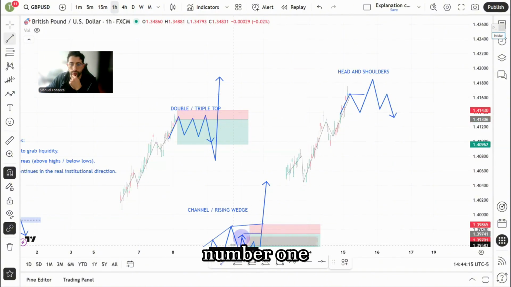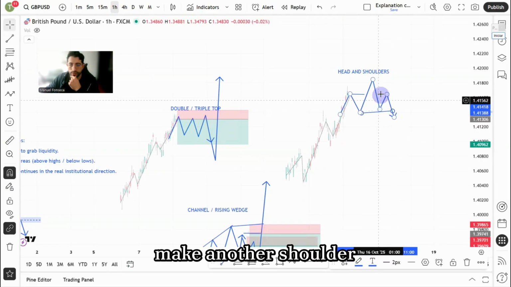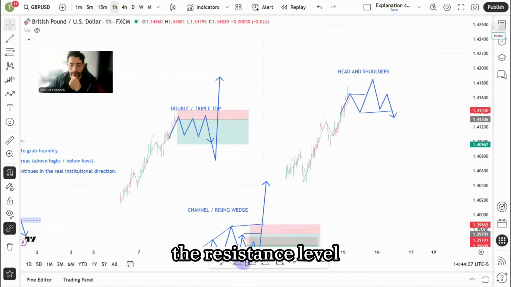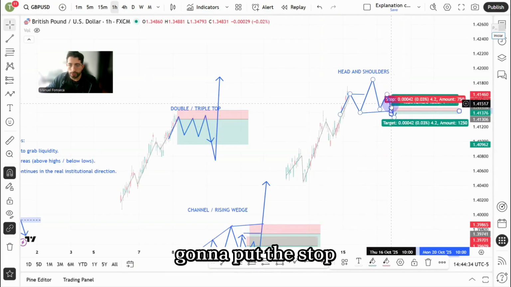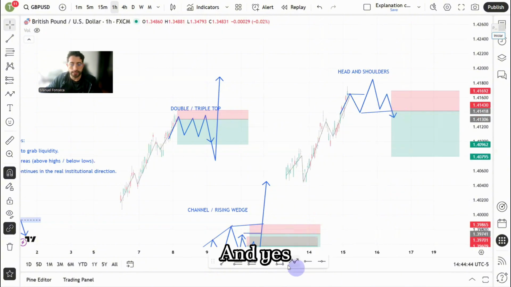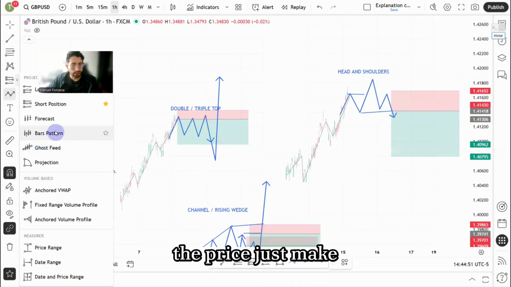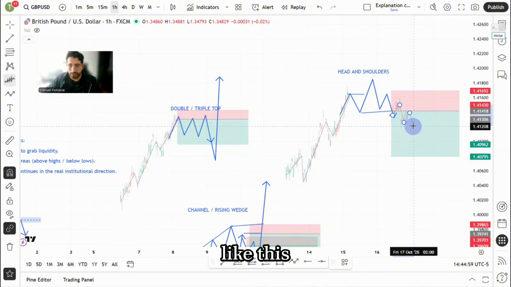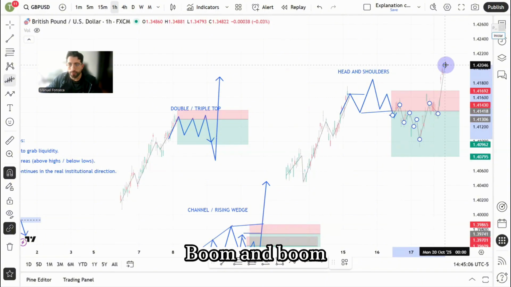So we have shoulder number 1, we see the head, then we wait for the price to make another shoulder and break the resistance level. And when it breaks the resistance level, we just put our order here, right? And then we put the stop loss slightly above the closest high. This is how it works, correct? And yes, it provides us a little bit of joy, as I said. So the price makes a small movement towards the direction we expect, like this, slowly and painful. And then it gets to a certain zone, and boom, boom, boom, and boom, we're out again.